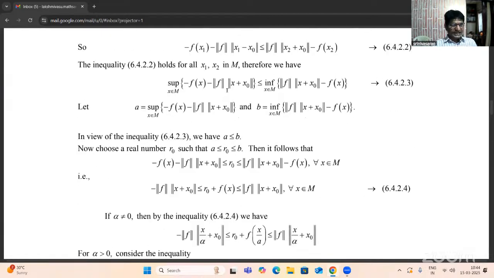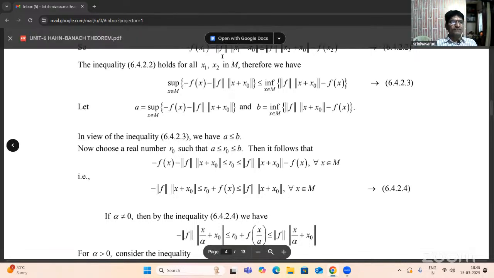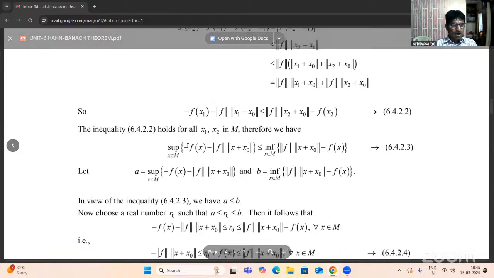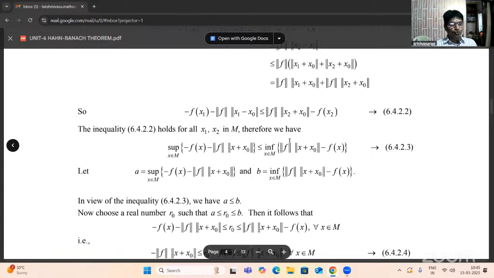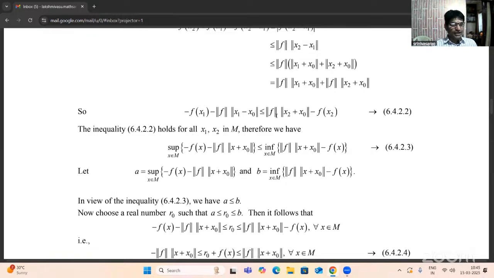So from the second equation, the inequality of the second equation holds for all x1, x2 elements of capital M. Now we are taking on both sides the supremum of minus f of x minus norm f into norm x plus x naught, less than or equal to the infimum of that. So that is the second equation inequality here, x being an element of capital M. At the same time, the supremum of a negative equals the negative of the infimum. So that's why we are taking it here.